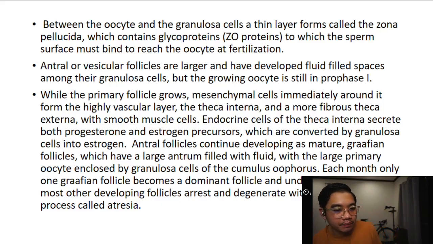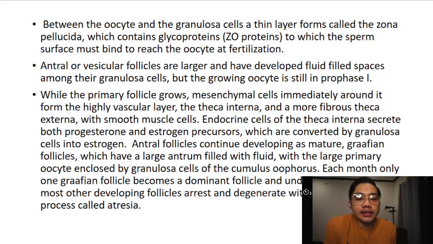Between the oocyte and the granulosa cells, a thin layer forms called the zona pellucida, which contains glycoproteins, ZP, to which the sperm surface must bind to reach the oocyte at fertilization. Antral or vesicular follicles are larger and have developed fluid-filled spaces among their granulosa cells, but the growing oocyte is still in prophase I. The fluid is the liquor folliculi.